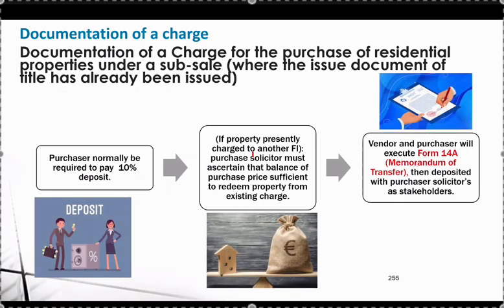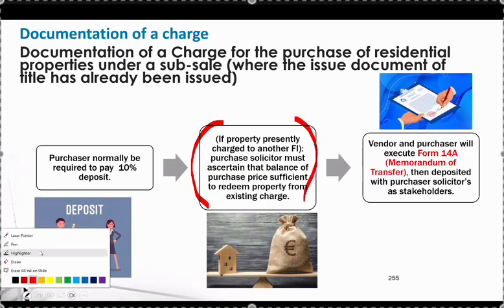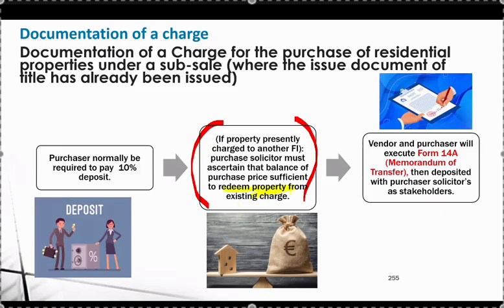You pay the deposit. If the property is charged to another bank, you need to check the purchase price is sufficient to redeem the property from the existing charge. And what's the name of the form for MOT? Is form number what? 16A. Oh, memorandum of transfer 14A, sorry. 14A. You must remember 14A, okay?